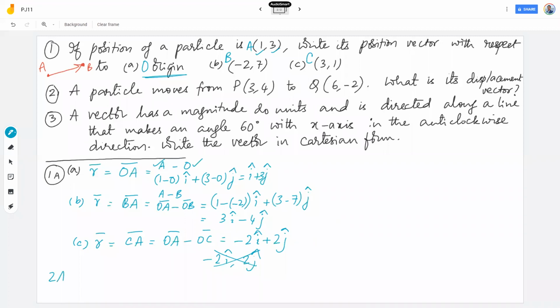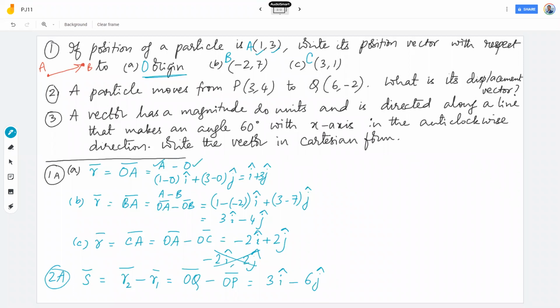Second question. A particle moves from point P (3, 4) to point Q (6, minus 2). What is its displacement vector? As we have already seen, displacement vector is nothing but change in position vector, R2 bar minus R1 bar. The final point is Q, the initial point is P. OQ bar minus OP bar is 6 minus 3, 3 I cap, plus minus 2 minus 4, minus 6 J cap. That's all.